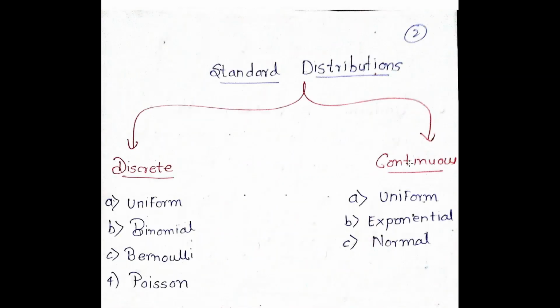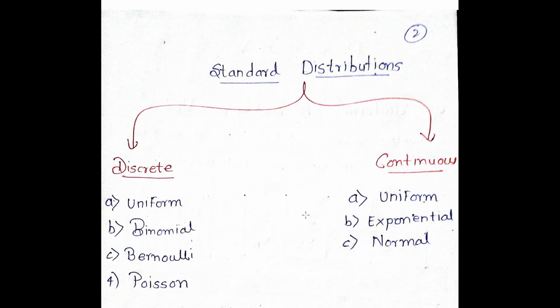So in today's class, we'll be talking about discrete standard distributions: uniform, binomial, Bernoulli, then Poisson, and uniform, exponential and normal in continuous. We'll be talking about each kind of distribution in detail, what these distributions are, and then we'll be going ahead accordingly.